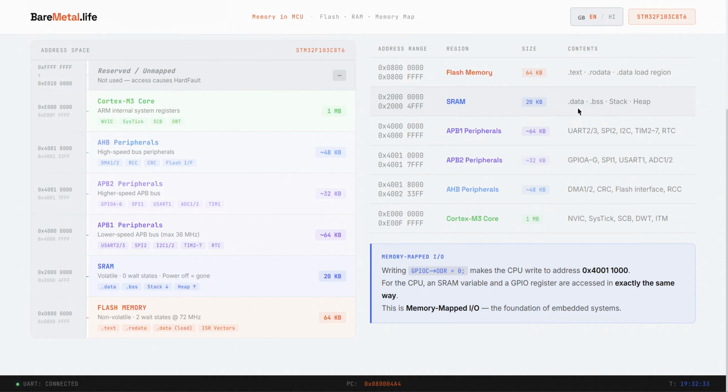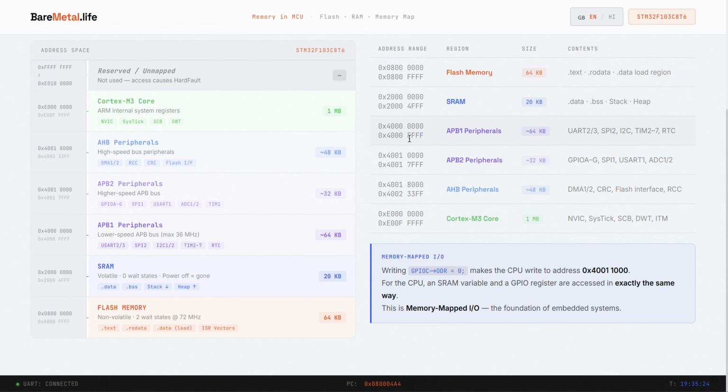First, .data, that is global and static variables that have an initial value. Second, .bss, that is global variables with no initial value. Third, stack, that is the one that grows downward, used for local variables and function calls. The last one here is heap, that grows upward, used for dynamic memory allocation.